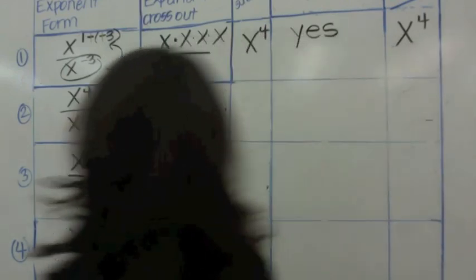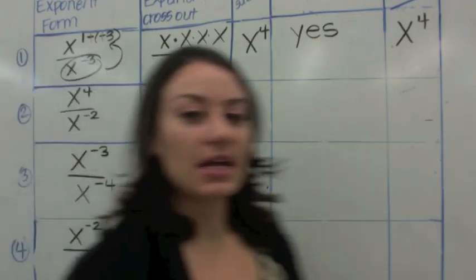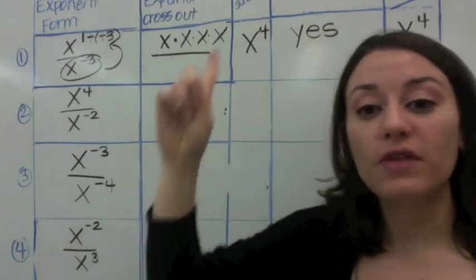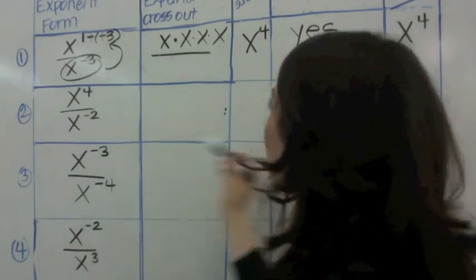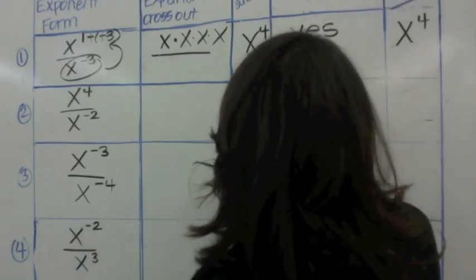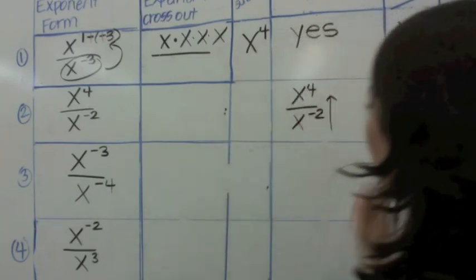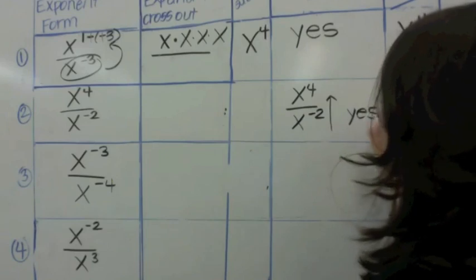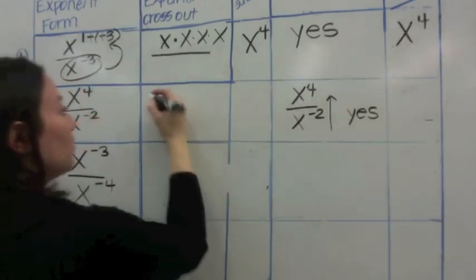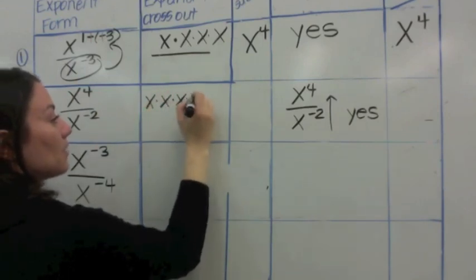So now we're going to have, for number 2, x to the power of 4 divided by x to the power of negative 2. So do you have a negative and down? Negative and down, move it up. So you are going to have to move it up. Let's go ahead and write it over here so it makes more sense. I'm saying x to the power of 4 divided by x to the power of negative 2. I want to move this up, okay? Yes, I do. So if I'm moving it up, I already have what at the top? I have x times x times x times x.